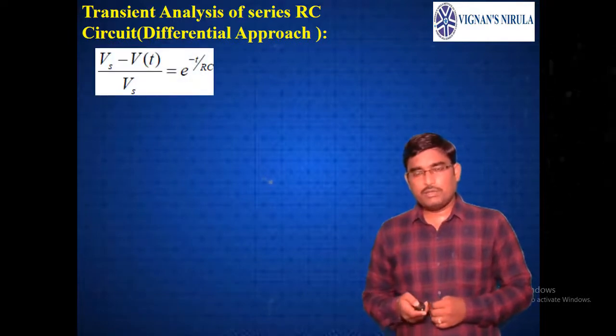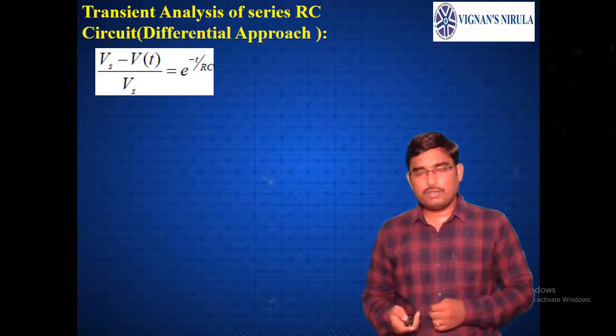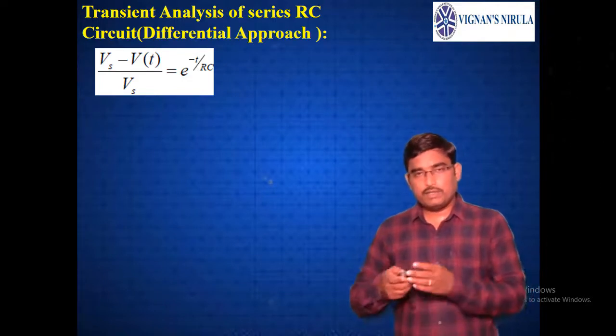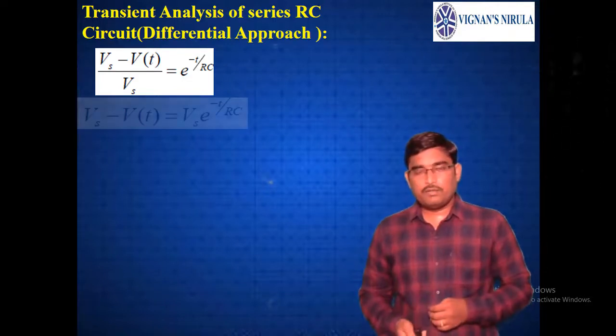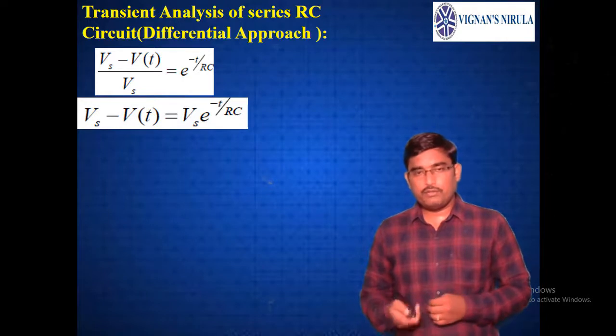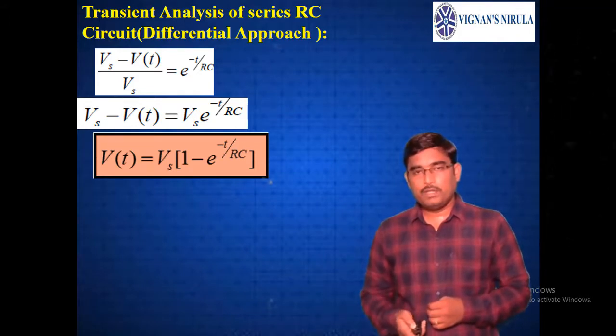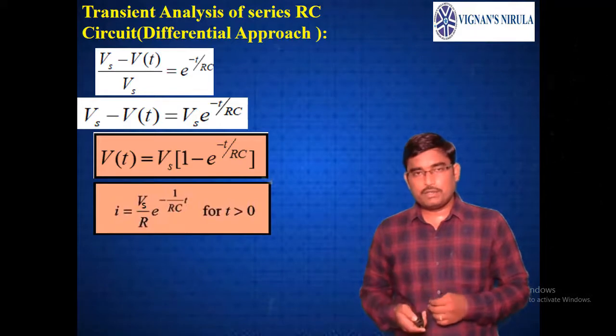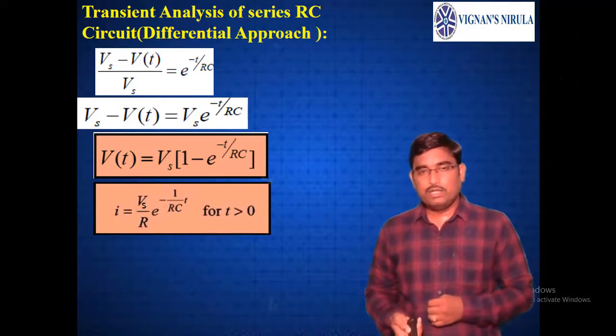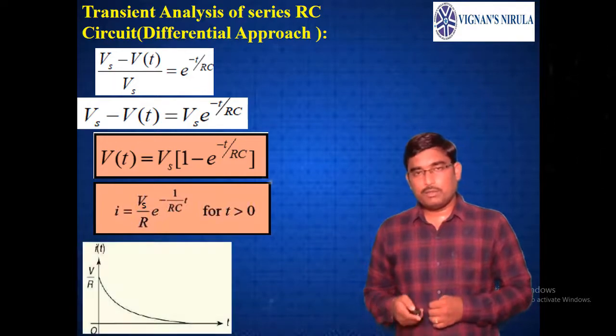Taking the ln to the other side, the equation becomes (Vs minus V of t)/Vs equals e power minus t/RC. Finally, separating V of t, it becomes V of t equals Vs into (1 minus e power minus t/RC). The charging current through the capacitor becomes I equals (Vs/R) into e power minus t/RC.